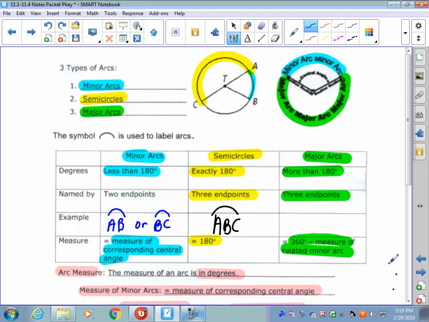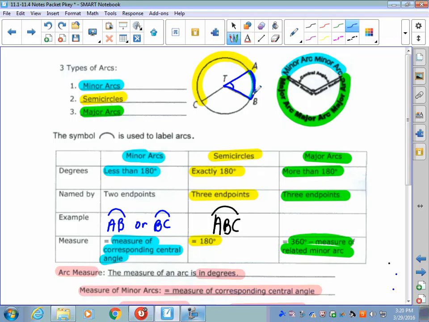All right, your major arcs, more than 180, 3 endpoints. Basically here it says 360 minus the measure of the related minor arc. I'm going to start with the first arc we have, which is this AB. AB corresponds to this central angle. So basically all of this goes together with the arc AB. Does someone understand that?